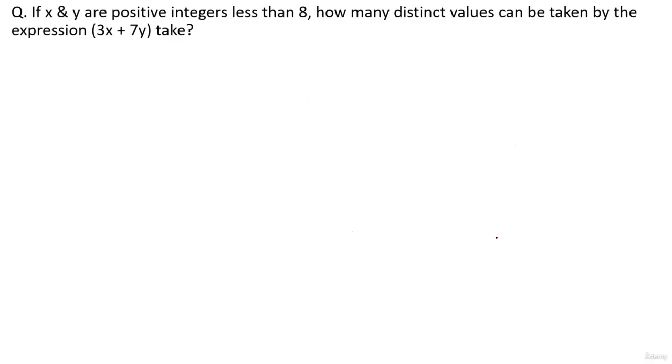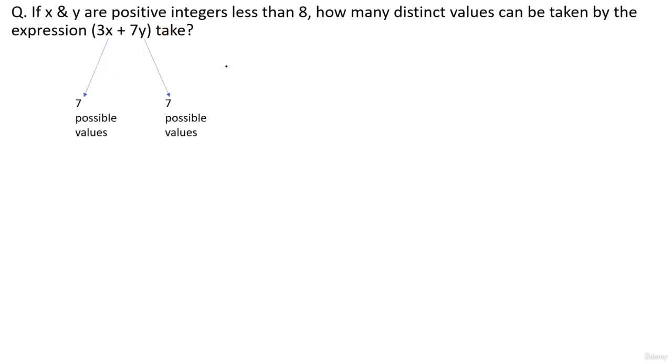Alright guys, so that "take" is redundant, it should not have come here, okay, my mistake, just ignore that. Alright, so x and y are positive integers less than 8. Positive means zero will not come, since it is an integer. So for both x and y, we basically have 7 values available, right, 7 possible values.